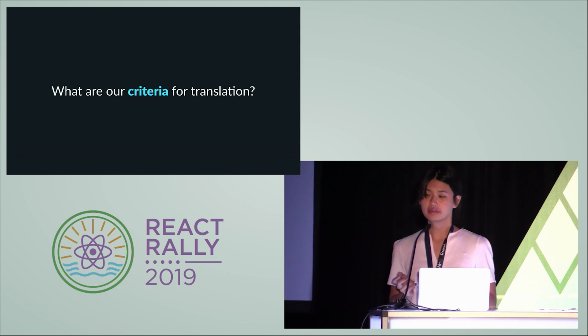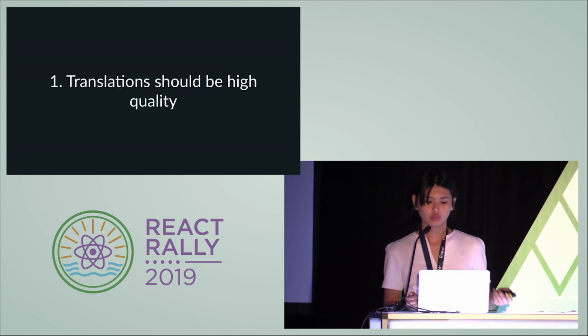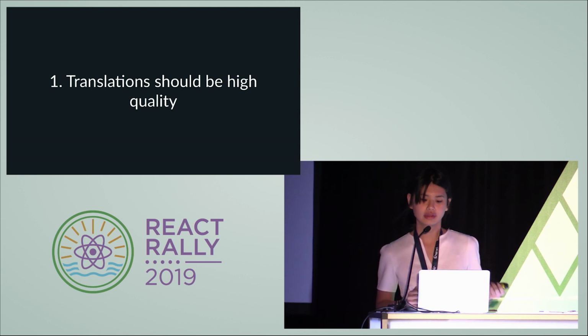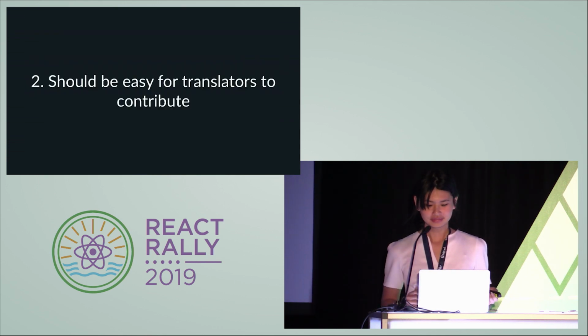So now that we've gotten that out of the way, what are our criteria for translation? Number one, translations should be high quality. If they're just auto-translated through Google Translate, it's easy for people to tell. It's hard to read, and it feels like the React team really just didn't care. Bad translations make for good memes, but they make for really bad documentation.